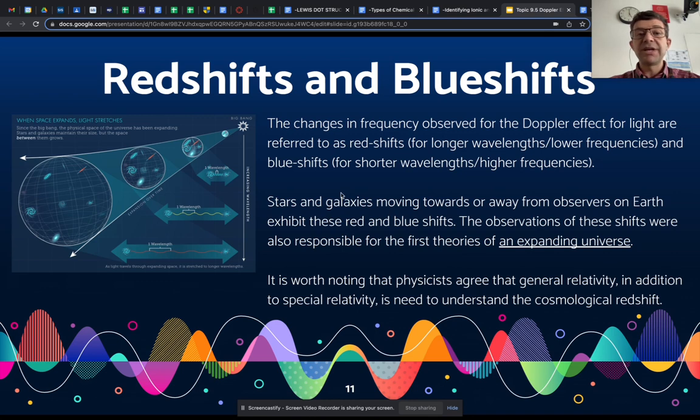It is worth noting that the redshift that was observed for distant galaxies did prompt the first expanding universe theories, but physicists agree that general relativity, in addition to special relativity, is really needed to understand these cosmological redshifts, and it's a little bit too simple of a theory to apply just one of these. Right? This is a very, very basic thing. You find lots of YouTube talking about this.